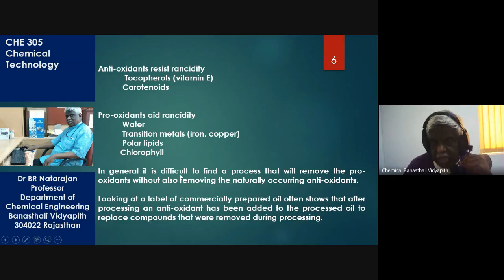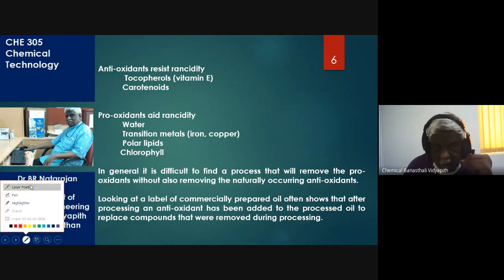In general, it is difficult to find a process that will remove the pro-oxidant without removing the antioxidant. So it is clear that from the oil, the pro-oxidant must be removed and the antioxidant must be retained. But unfortunately, when we remove the pro-oxidant, some antioxidant also gets removed.